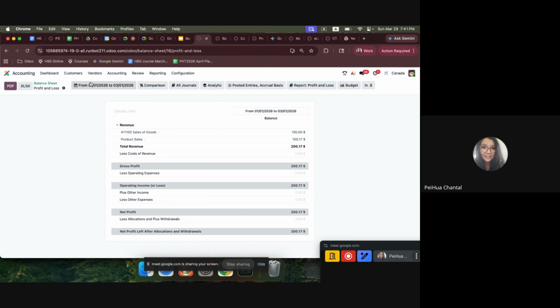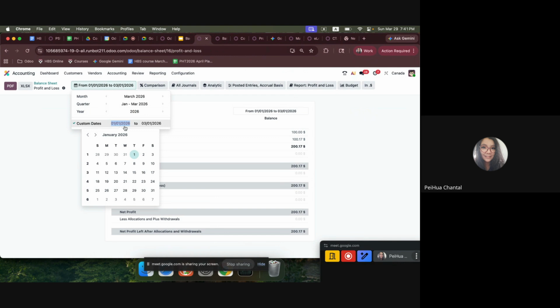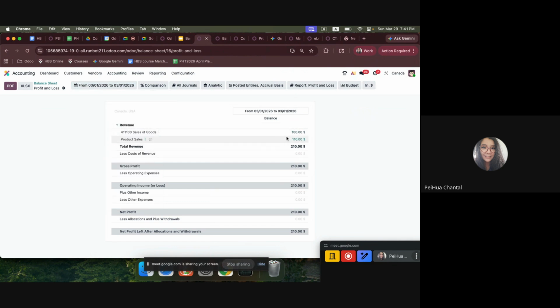For P&L, you can choose the starting date, from March 1st to March 1st. That way, you're seeing 110 because P&L is actually using an average rate. But March 1st is just one transaction, so it's hard to compare. Now let's take a look at March 1st to March 2nd. In the Canadian company, I have 100 and 200 Canadian dollars adding up to 300.